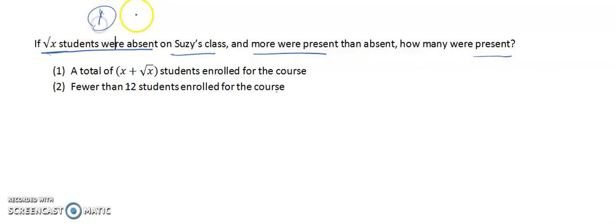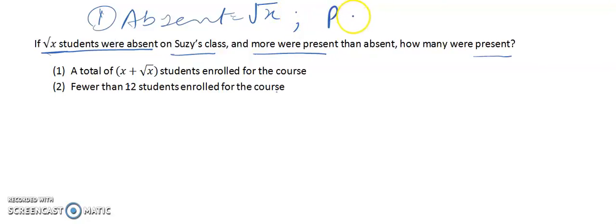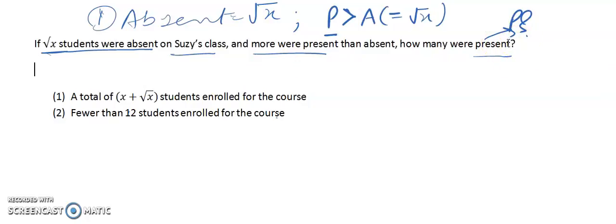One, the number of absent students is equal to what? It is root X. And second is the number of students who are present. Say the number of students present is P. So the number of students present is greater than the number of students absent, which is given as root of X. So we have to find out the value of P. With this in mind, let's see the statements one by one.